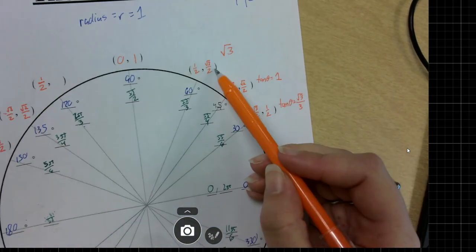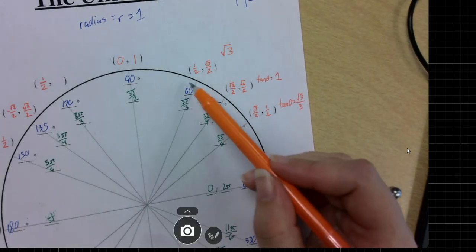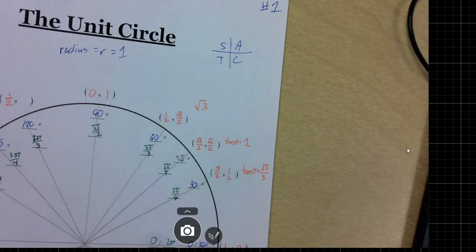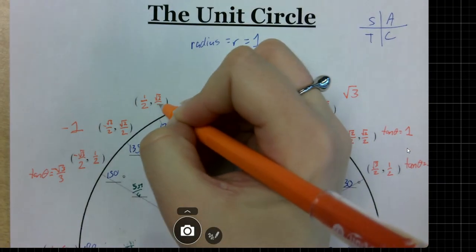What was it over here? It's going to be the same thing. We're just changing if it's positive or negative. Yep. Square root of 3 over 2.